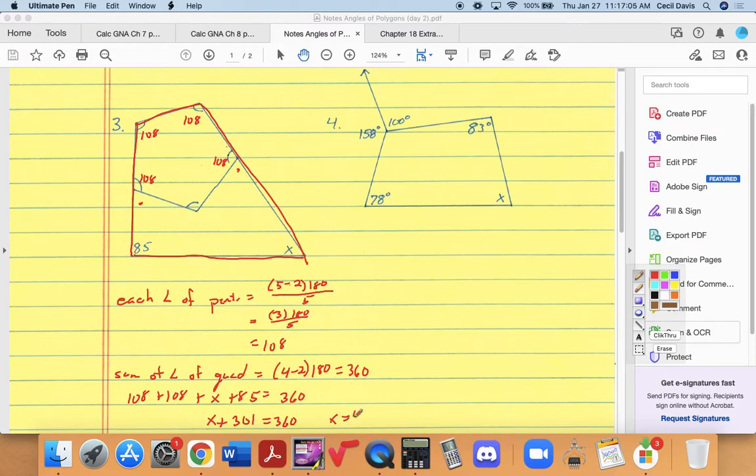So x is 59 degrees, I think. Tell me if I did all the arithmetic right, yes? Yes. Okay, thank you.